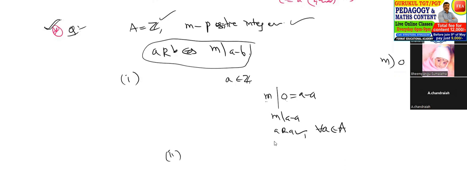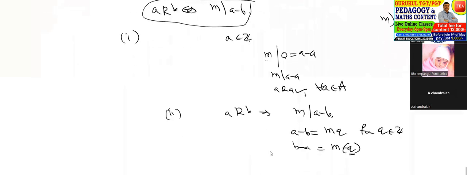Question: is it symmetric? Suppose A is related to B. What does that mean? M divides A minus B, which means A minus B equals M times Q for some integer Q. Multiplying by minus, we get B minus A equals M times minus Q. Whenever Q is an integer, minus Q is also an integer, because the integers form an integral domain under addition and multiplication.